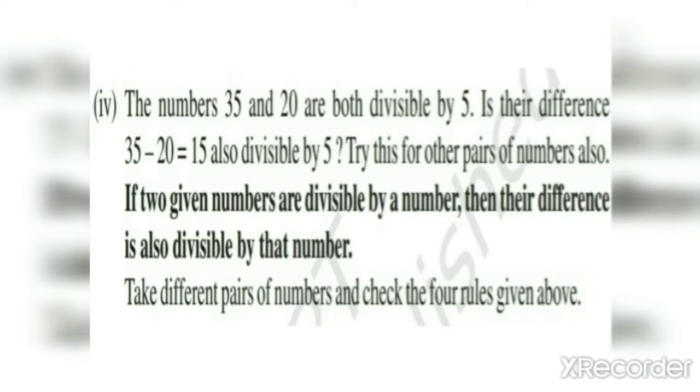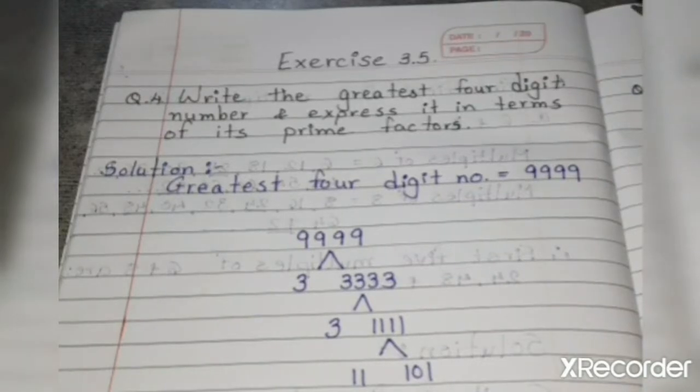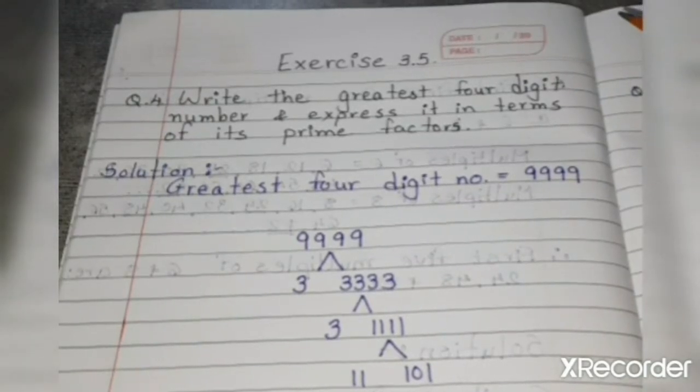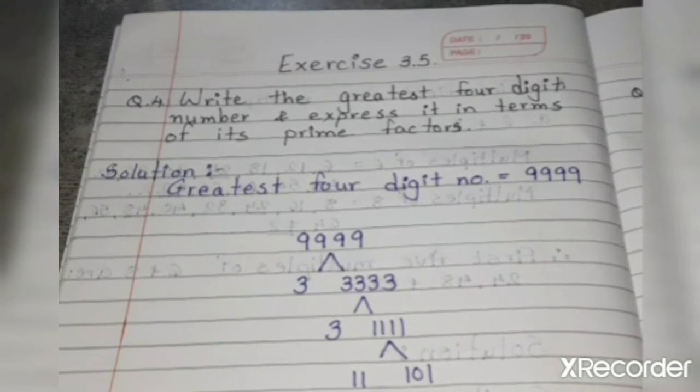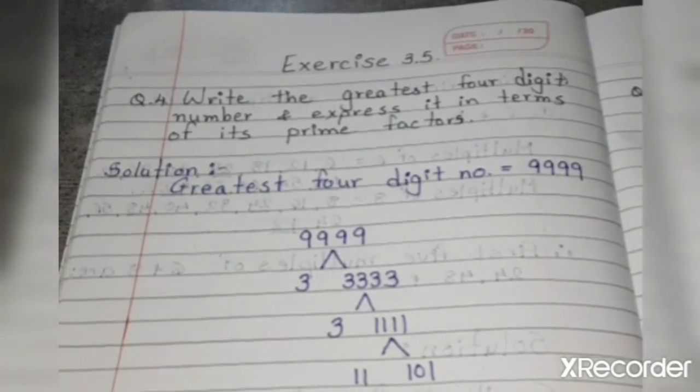In this way, if two given numbers are divisible by a number, then their difference is also divisible by that number. After learning these rules, you can solve exercise 3.5. Exercise 3.5, question 4. Write the greatest 4-digit number and express it in terms of its prime factors.